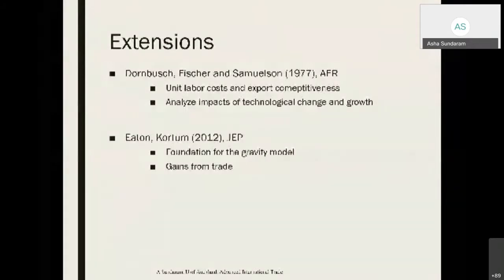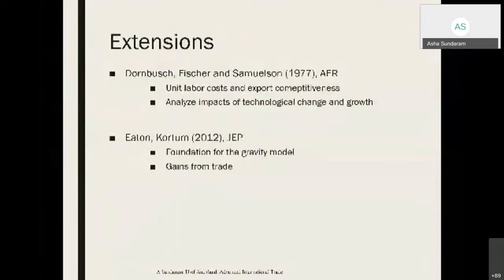Now, the reason I like the Dornbusch-Fisher-Samuelson model, I'm going to call it the DFS model, is that there are two things you can do with it. The first is it allows you to talk about export competitiveness and unit labor costs. So it's a nice model if you want to analyze trends in productivity, emerging comparative advantage, which sectors India probably has competitiveness in, and so on.